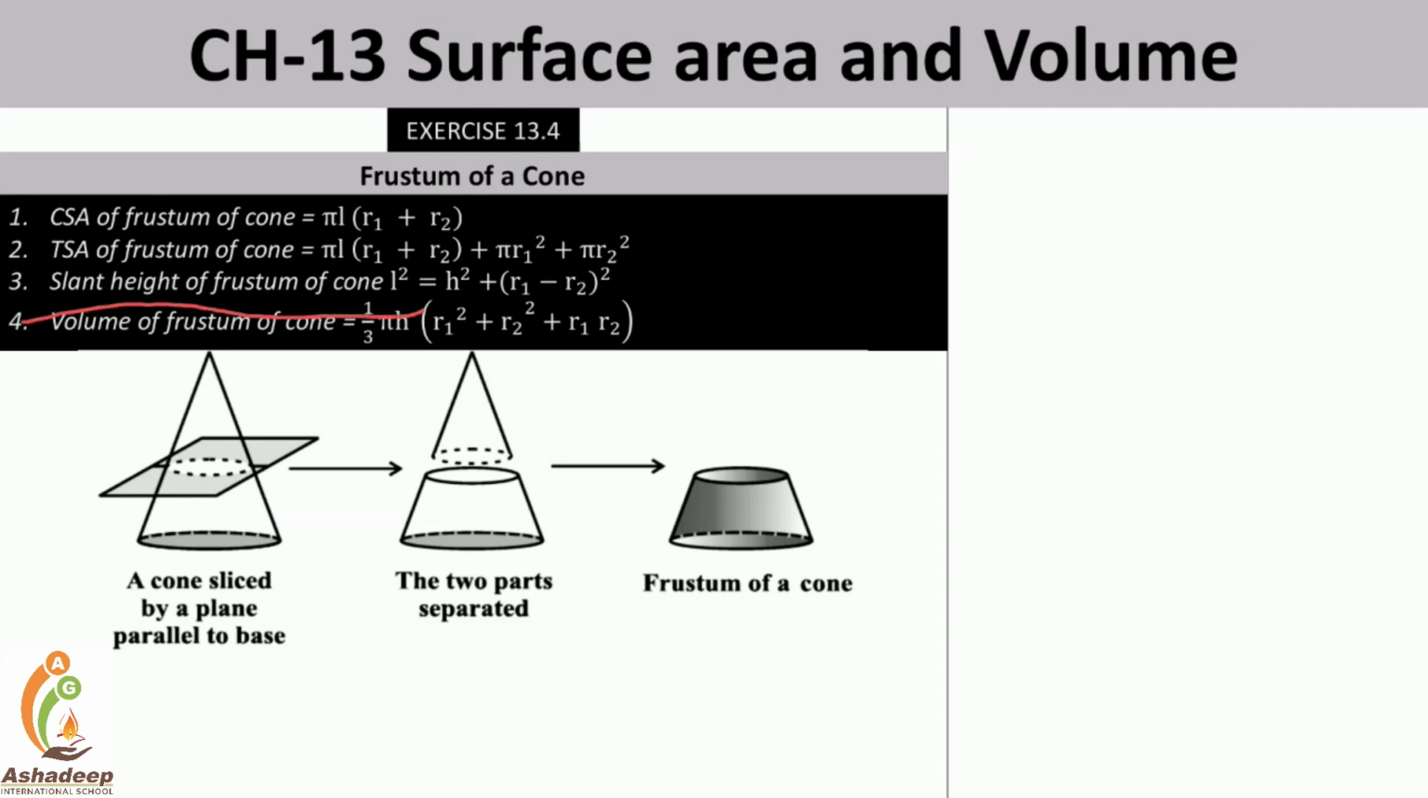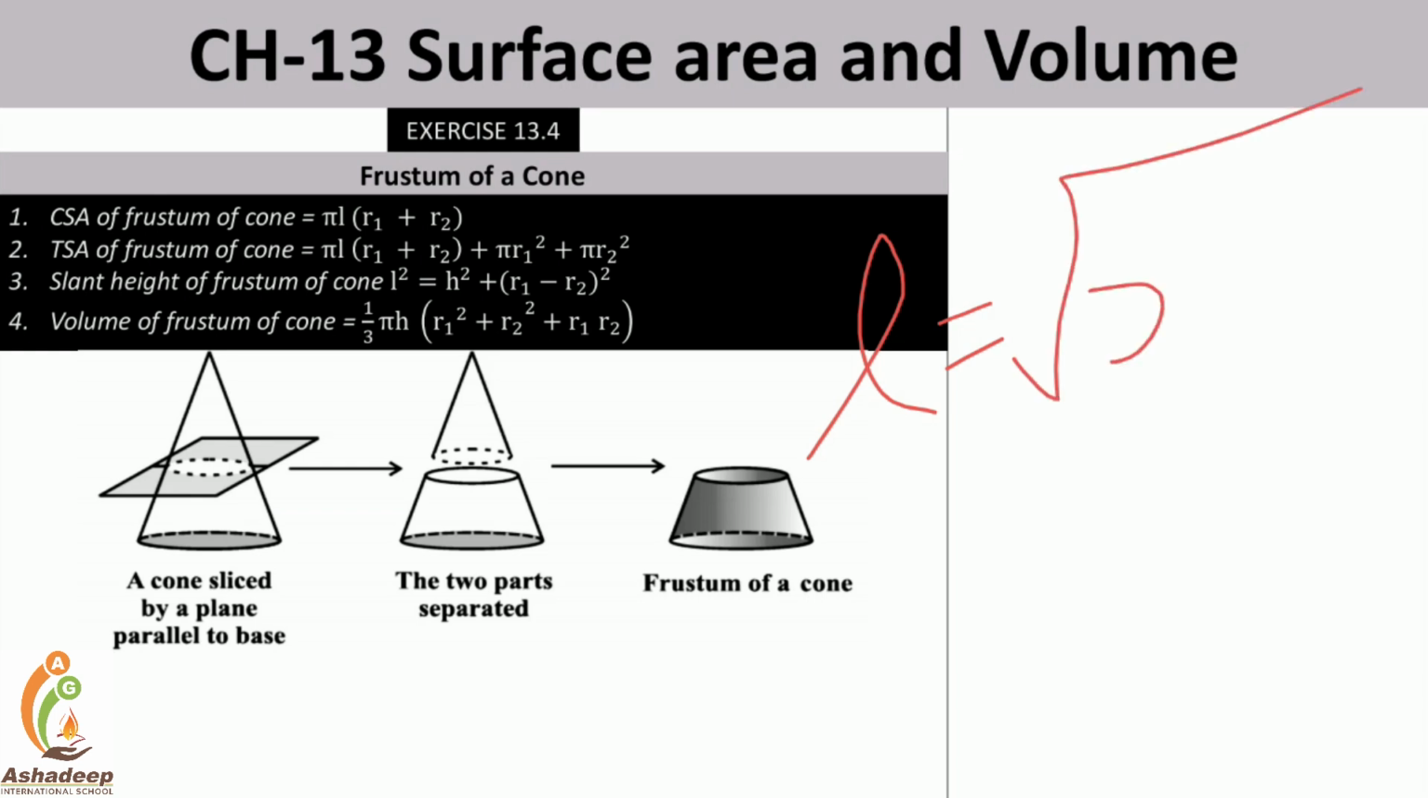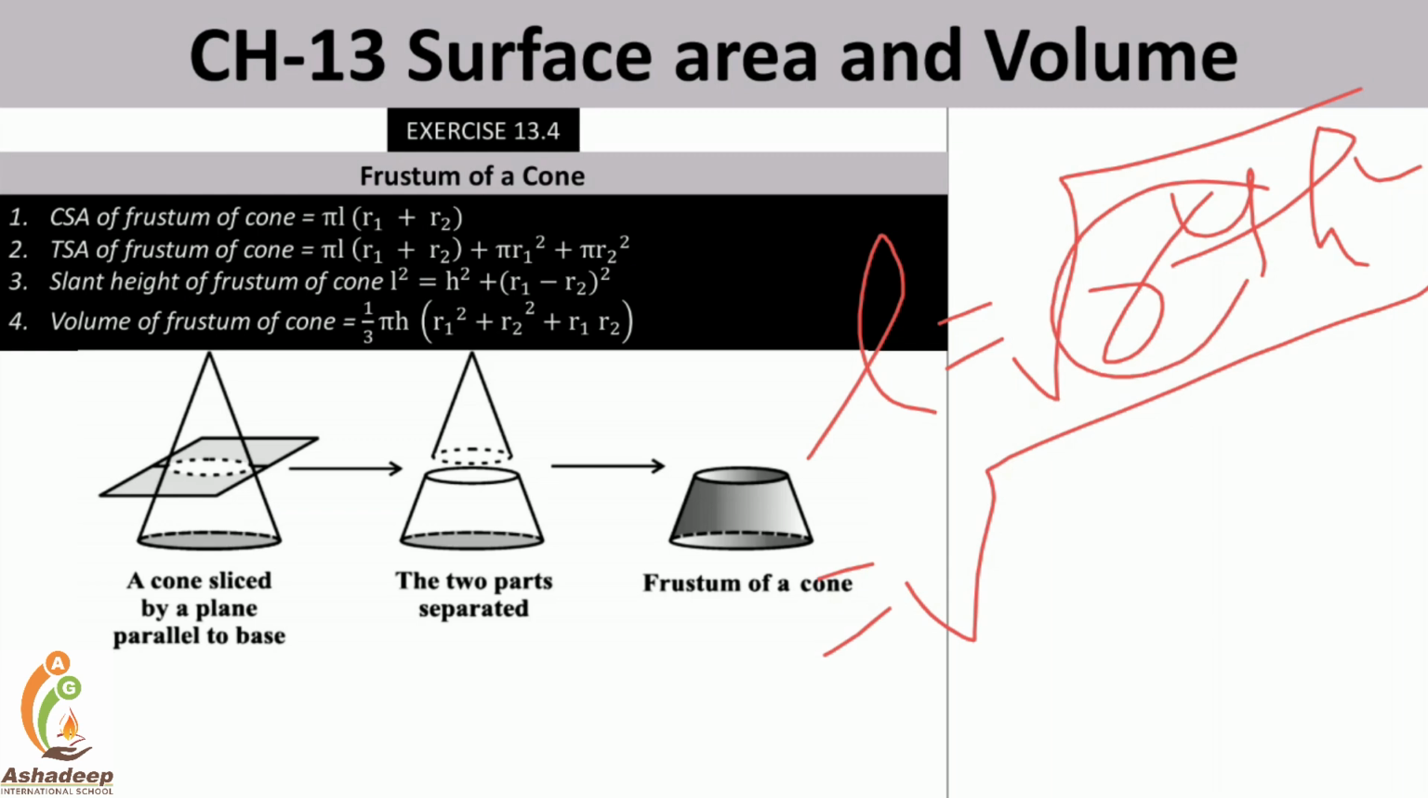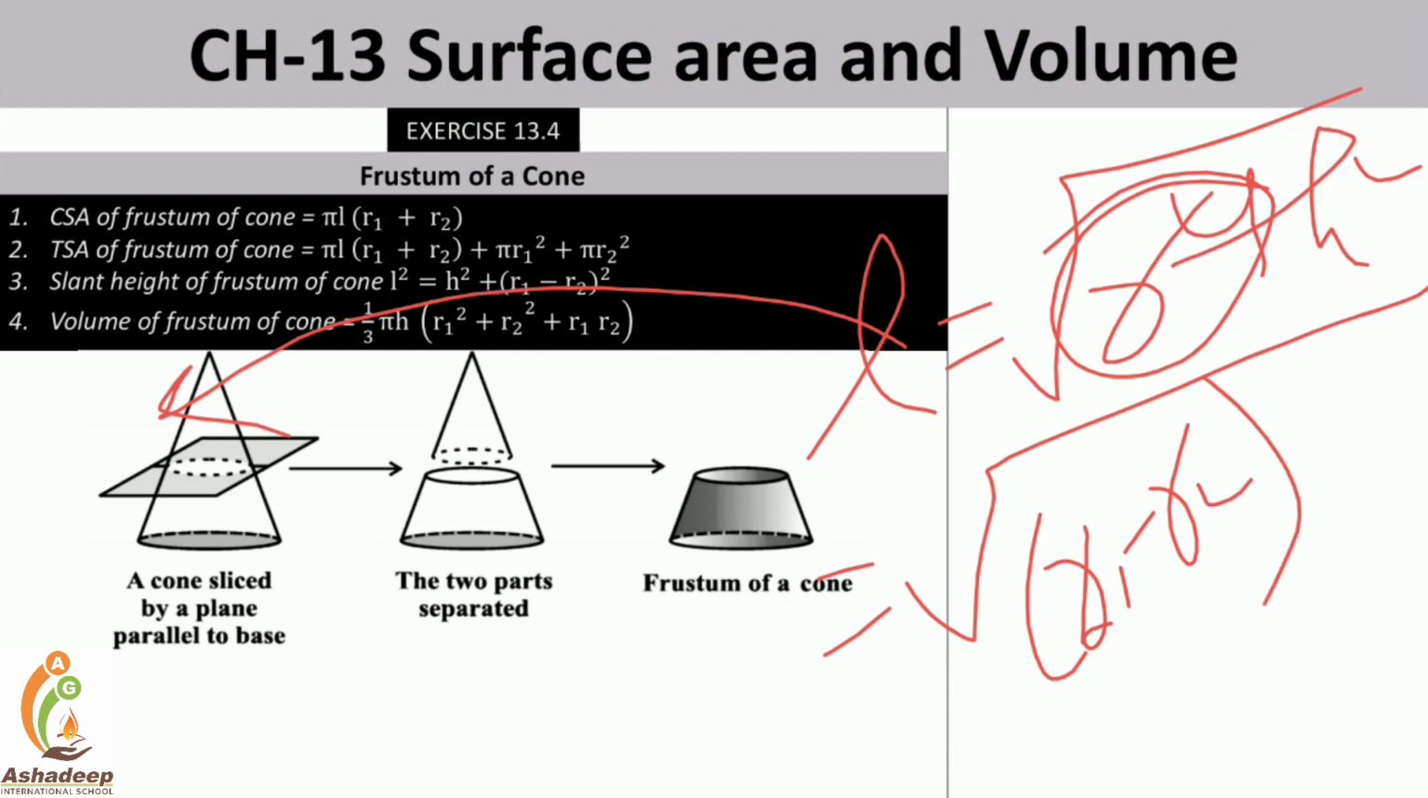So slant height, you need to remember this formula. See, L is equal to the square root of R square plus H square. This is for the cone. But for the frustum of cone, we need to subtract: R1 minus R2 whole square plus H square, right?